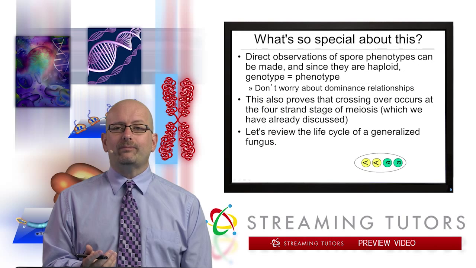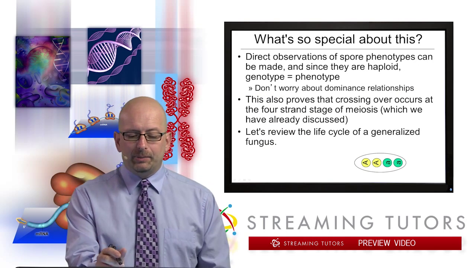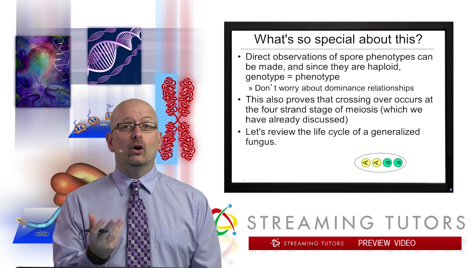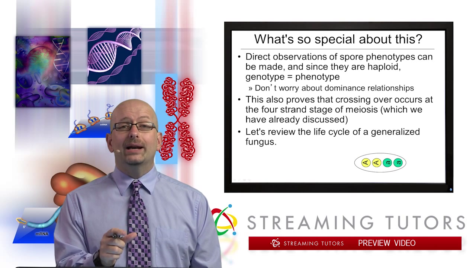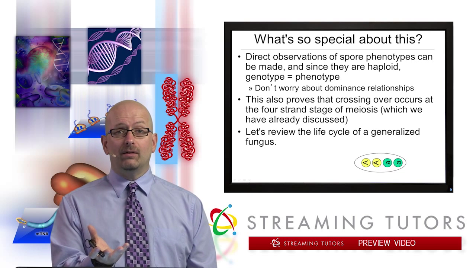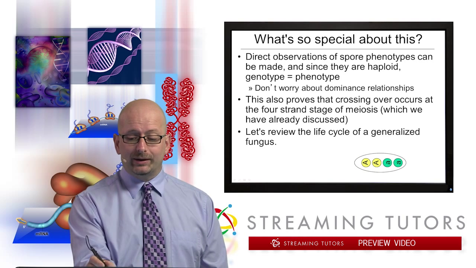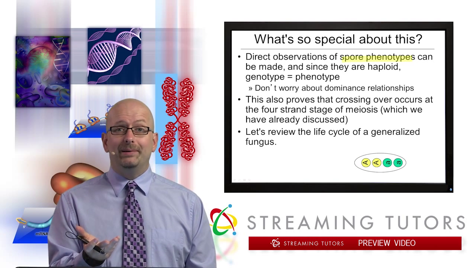So why is this so amazing? Well, a couple of things. If you can, instead of counting offspring, for example, like we do in fruit flies, you can actually look at the spores directly inside of an ascus, and you can make sometimes direct observations of spore phenotypes. Now, what might they be?